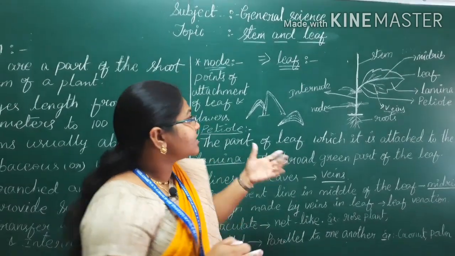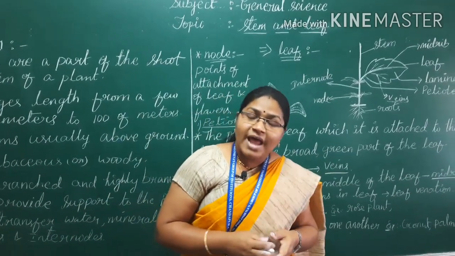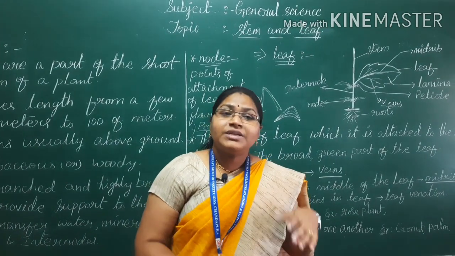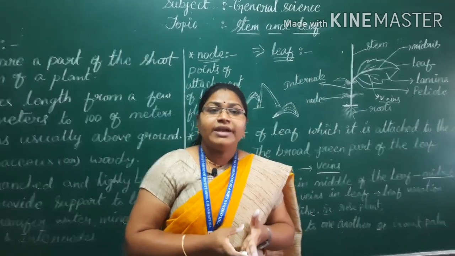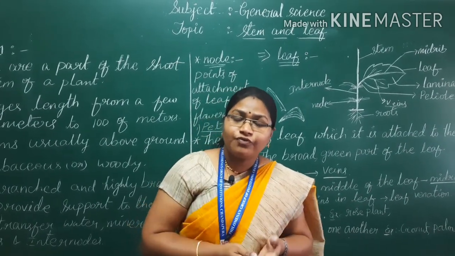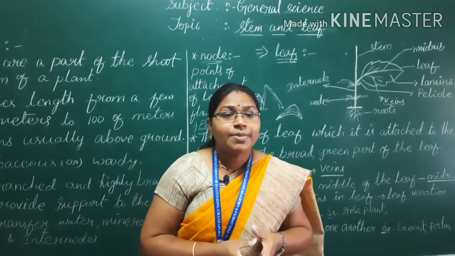So this is about a leaf, and leaves are very essential to the plant. Why? Because in the presence of sunlight, these leaves contain chlorophyll pigment and can prepare their own food themselves. That's why the leaf is a very essential part of the plant.